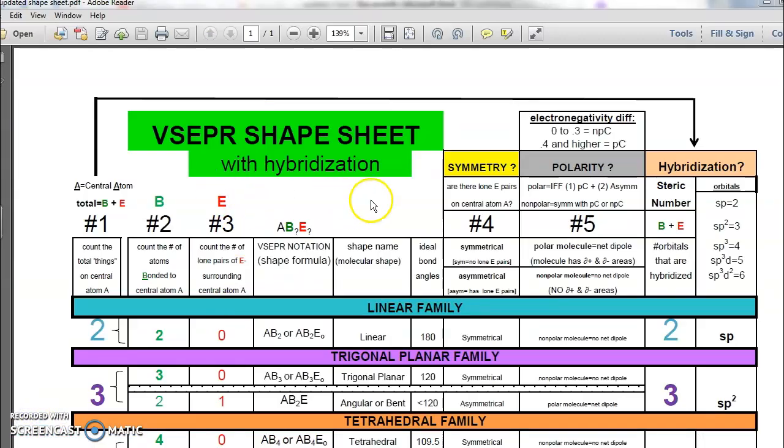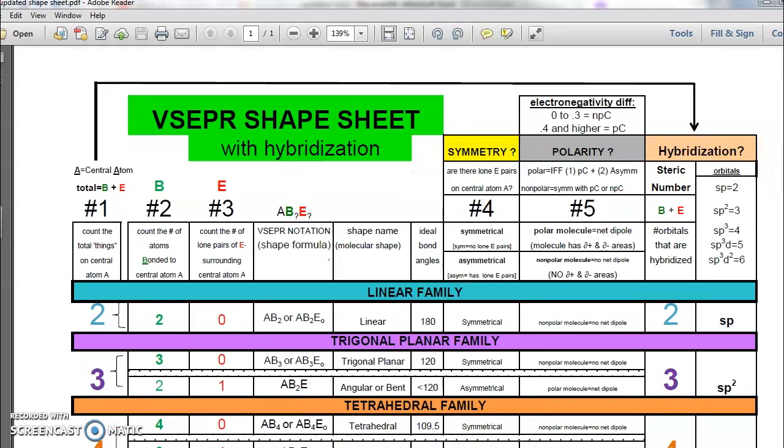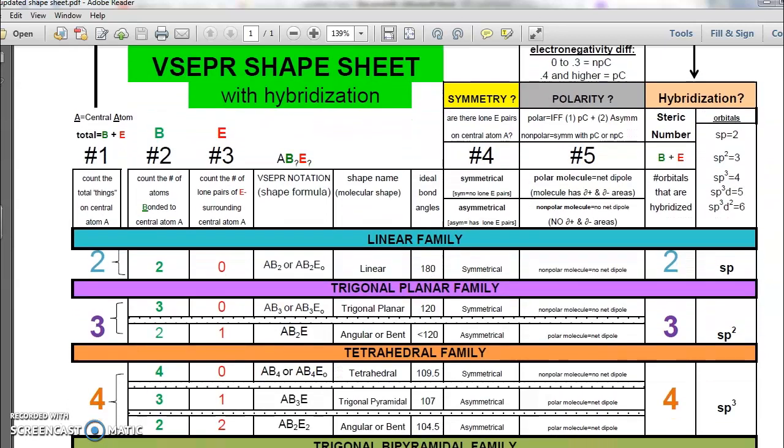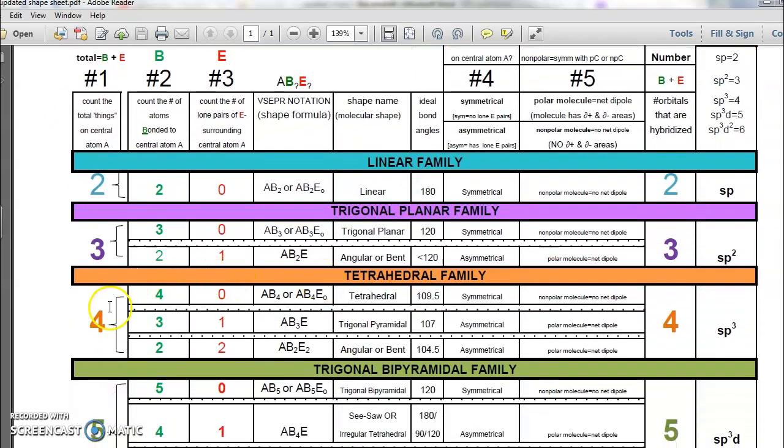So now we're taking a look at the shape sheet. This looks very daunting when you first look at it, but when you start breaking it down, you'll begin to see that this is all organized to enable you to get the three-dimensional shape of a molecule. The first column we call the total things column. This is Tyler DeWitt's column. The total things are the number of bonded atoms added to the number of electron pairs on the central atom A. So number 1 is telling you count the total things. On the molecule we just looked at, the total things were 4.